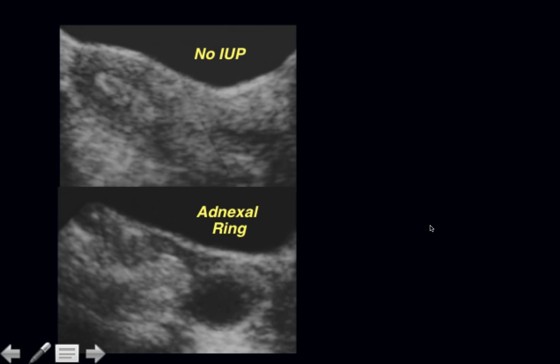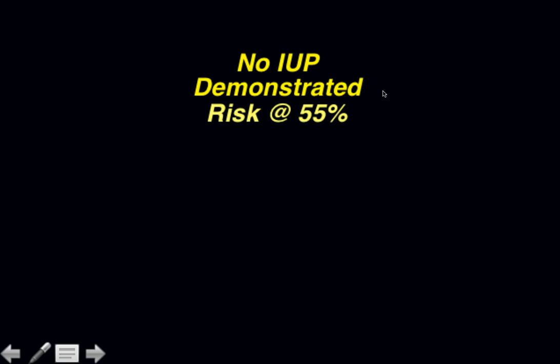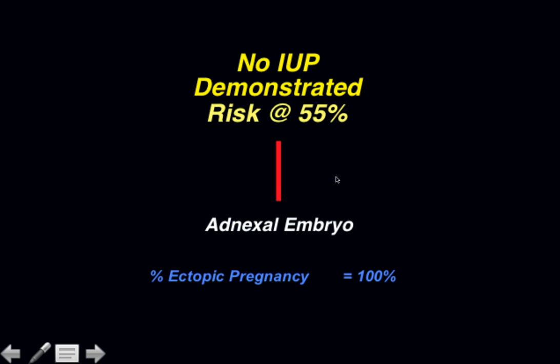We want to take a close look at the adnexal ring with our EV transducer. And when we do, without question, we see a little yolk sac and a little embryo. So now we have definitively identified an extrauterine pregnancy. So as we have just suggested, if we actually identify an adnexal embryo, then the probability that the patient has an ectopic pregnancy is now 100%.